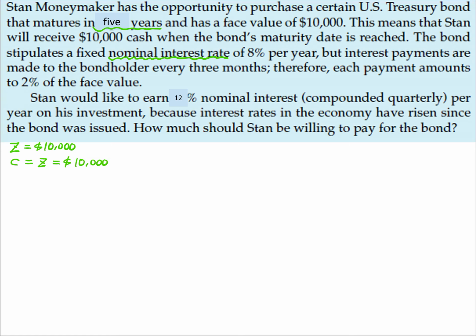Okay. The bond stipulates a fixed nominal interest rate. See that? Nominal interest rate? So you have to be careful. You're not going to use the 8% directly. You have to convert that to some interest per period. But interest payments are made to the bondholder every 3 months. So every 3 months you are going to receive interest, which means the interest is calculated every 3 months.